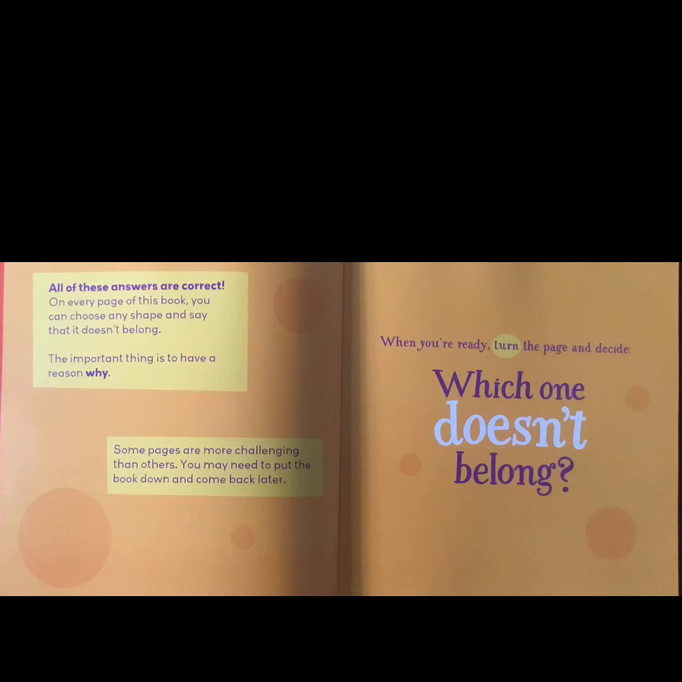On every page of this book, you can choose any shape and say that it doesn't belong. The important thing is to have a reason why. Some pages are more challenging than others, and you may need to put the book down and come back later. When you're ready, turn the page and decide which one doesn't belong.